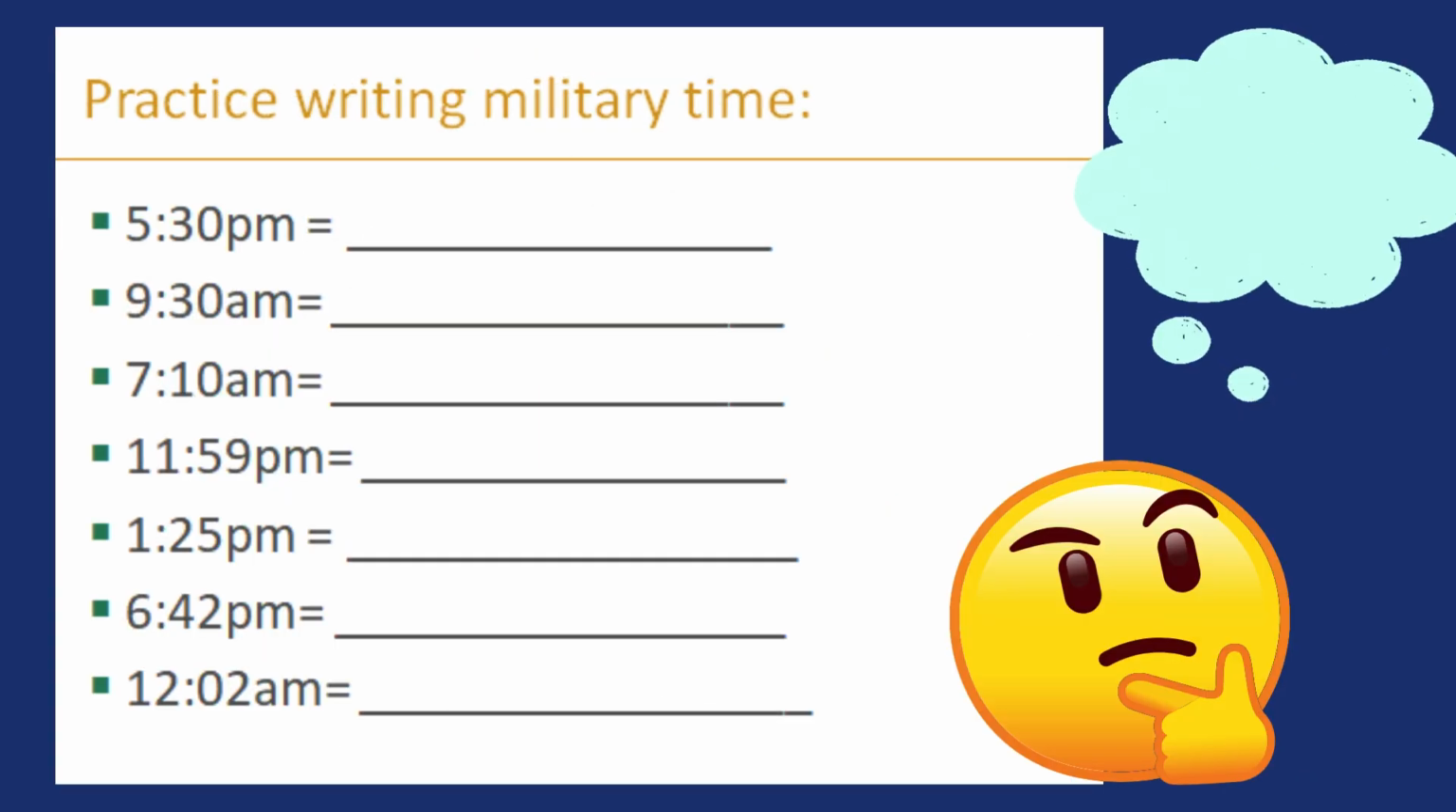So let's practice writing some in military time. So 5:30 p.m., the correct answer would be 1730. And we don't put a colon between the numbers when we write out military or universal time. 9:30 a.m. would be 0930. 7:10 in the morning, a.m., 0710.